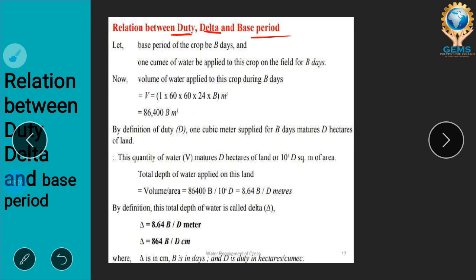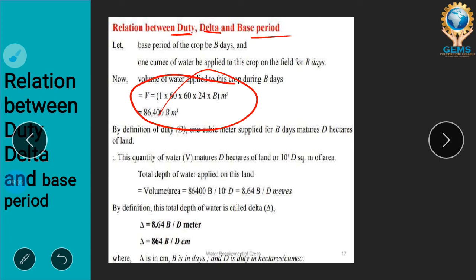How much amount of water is applied in B days? Volume V is equal to, for how many days, you are counting for 1 day, so 1 into 60, that is 60 minutes, into 60 seconds, into 24 hours, into B meter cube. It is very important to know how we calculated this: in one day, 1 hour has 60 minutes, 1 minute has 60 seconds, into 24 hours. We multiplied this, so the value will be 86,400 B meter cube.